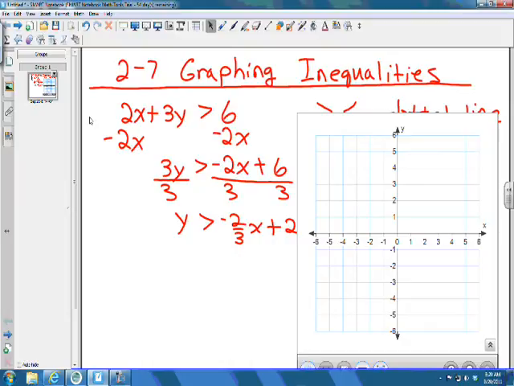Okay? So for your y1, you just type negative 2/3, and I would put that in parentheses. Negative 2 divided by 3. Where's the variable key? Right next to the alpha. That little x key. So we got negative 2/3 x, and then plus 2, and we hit graph.